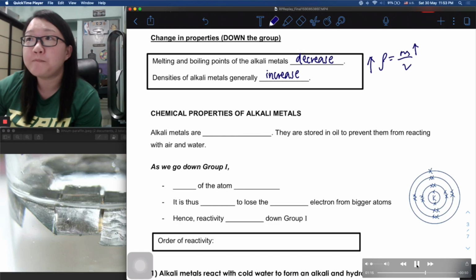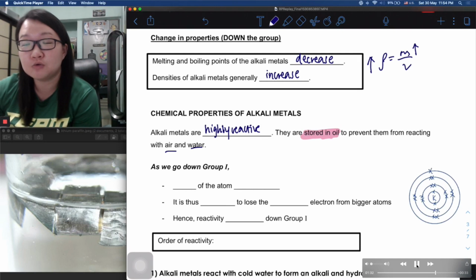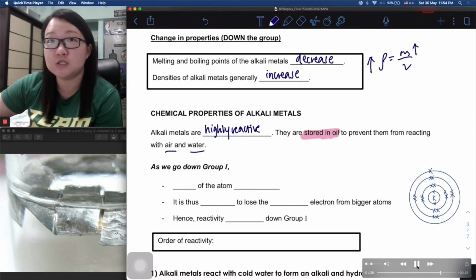Okay, so then moving on to chemical properties of alkali metals, we have had quite a bit of a glimpse just now, right? Your alkali metals, they are highly reactive. Notice that just now in the video, you were basically just putting the metals into water, correct? And then they are reacting so vigorously already.